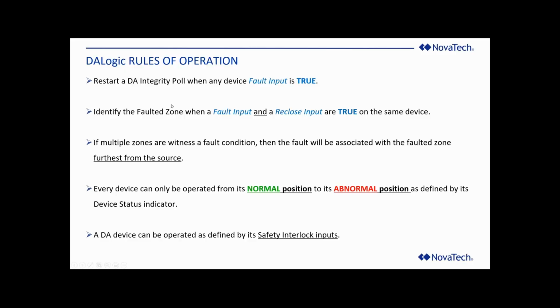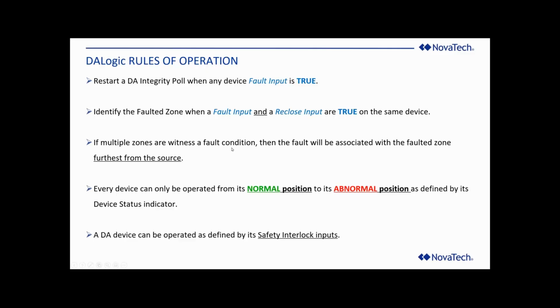Once that is all gathered, then it will interrogate that data and find out where the location of the fault is or the problem, and then it will wait until we have both a fault indicator and a reclose input, a fault input and a reclose input. We'll talk about that when we get into the software. And when both of those are true, then and only then will DA start to operate.